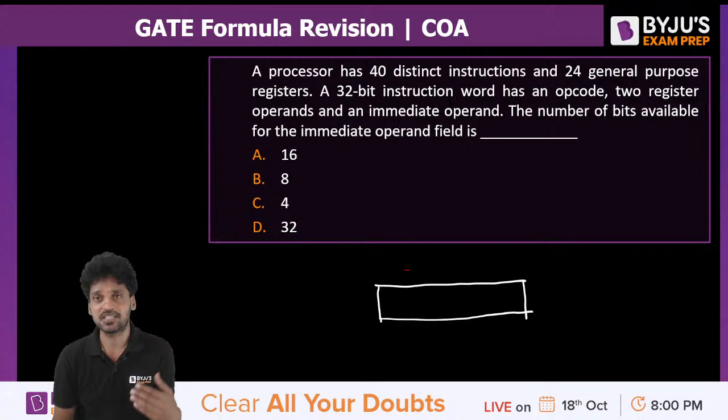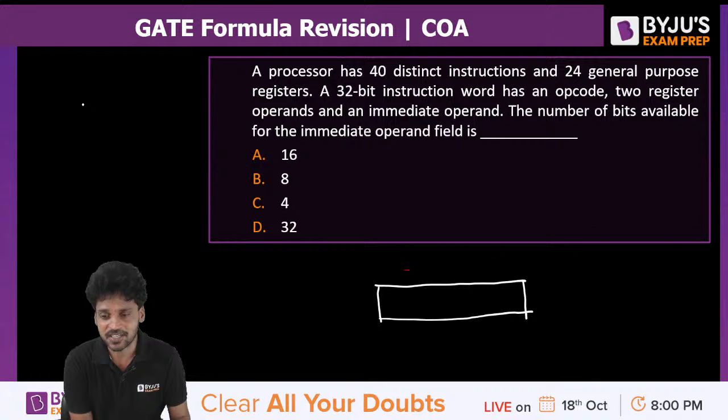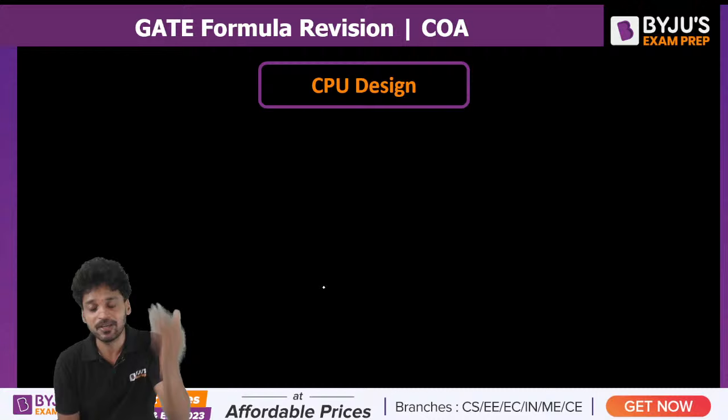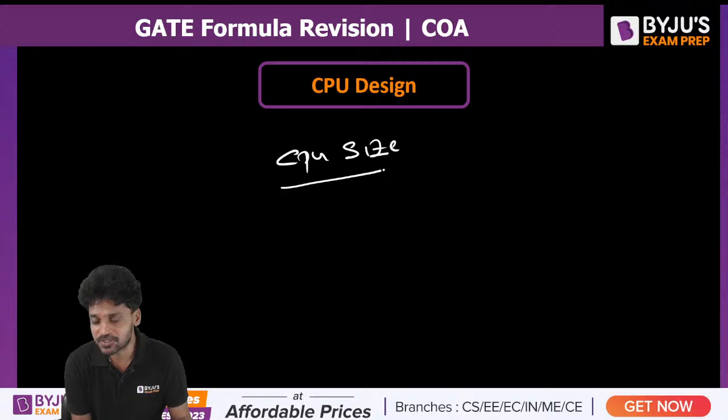First of all, let us understand, in the CPU design, the major terms that are going to be used: CPU size. Sir, what is CPU size? CPU size will be given in bits. It may be 16 bits or 32 bits or 64 bits.